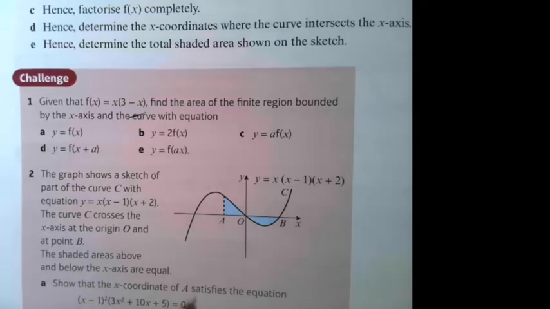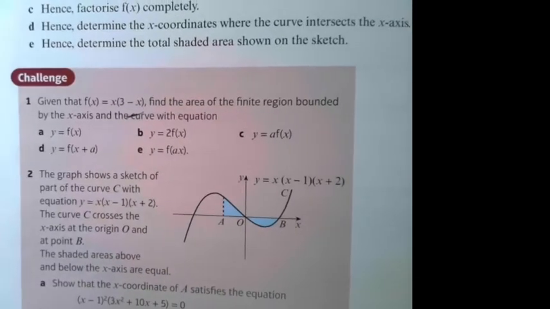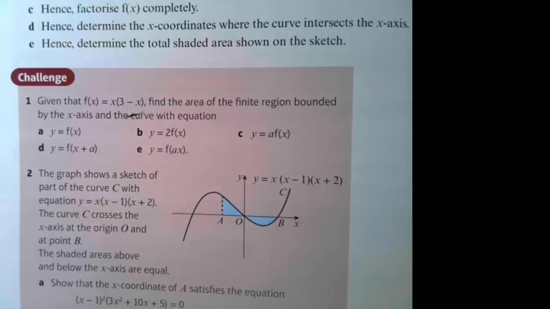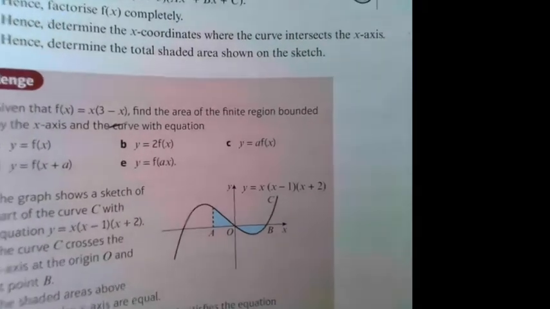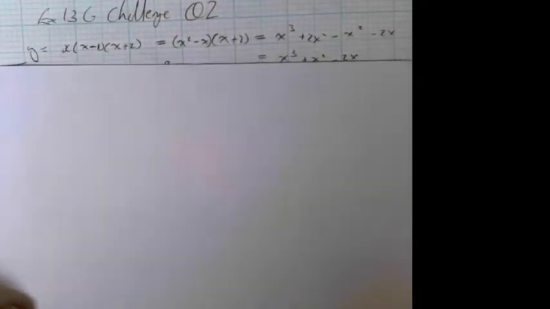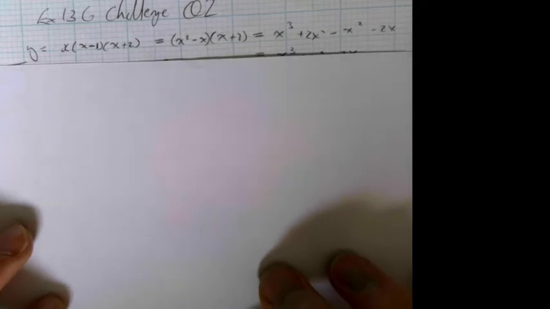A. Show that the x-coordinate of A satisfies the equation. And B, hence find the exact coordinates of A and interpret geometrically any other roots of this equation. Okay, so I think the first part of this question is the hardest part. We just remind ourselves what the equation of that function C is again, and a good idea is that it's to do with areas, so we're going to be integrating here, aren't we?